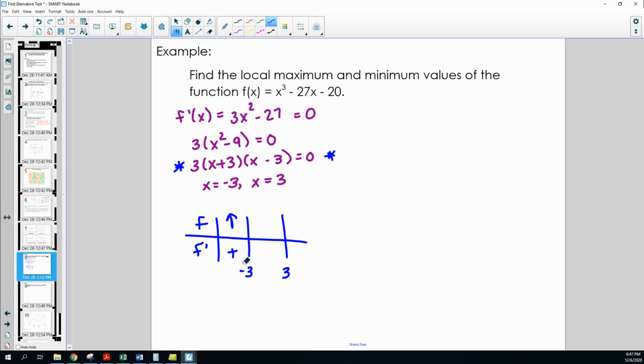I'm going to pick a number between negative 3 and 3. So I'm going to pick whatever, 0. So if I pick 0, this is going to give me positive. This is going to give me negative. I multiply them, I get negative. So my original graph is decreasing.